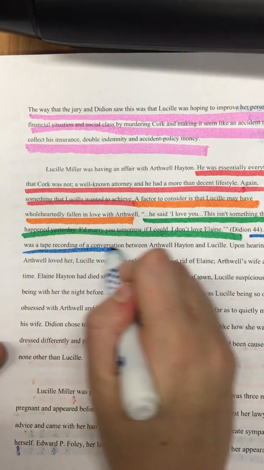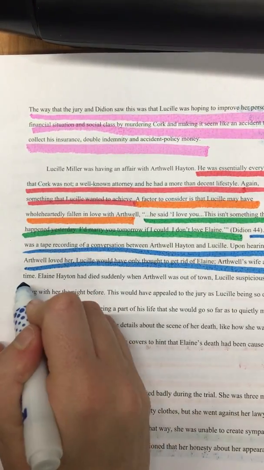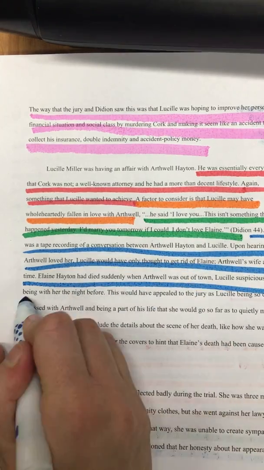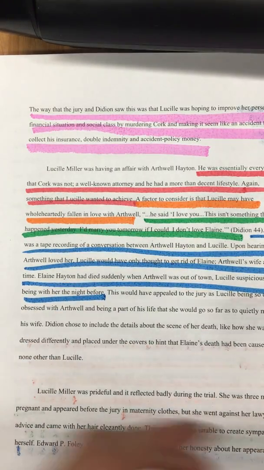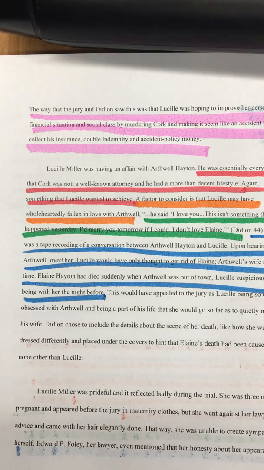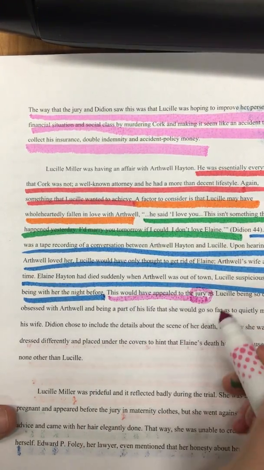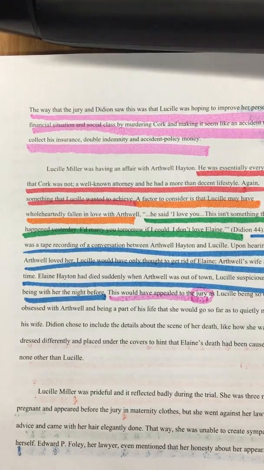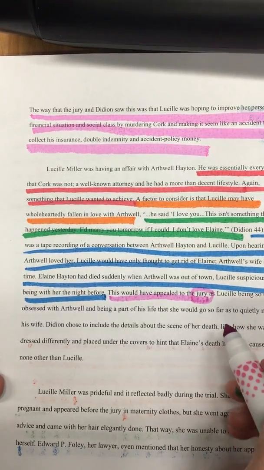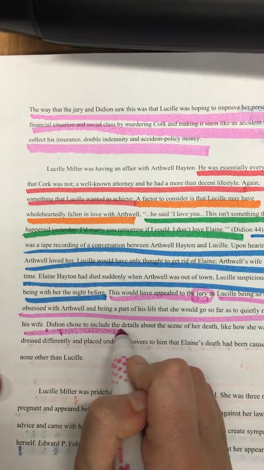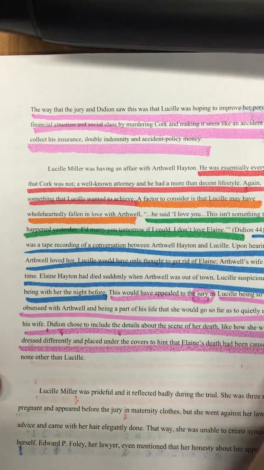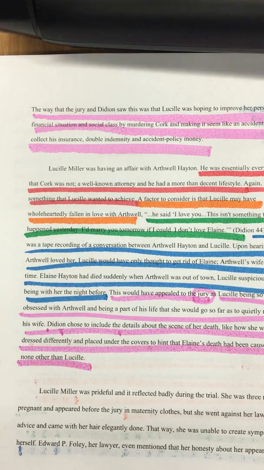And we have an explanation. And then again, still can't find that purple marker, so we're going to go with pink again. And then again, we're talking about the jury. So again, we've started to come back to our original thesis of why is it that the jury and Didion see this. So we have that piece, and then we also have Didion choosing to include these details. So we're coming back to how does Didion show this to us and brings us back to their original point.